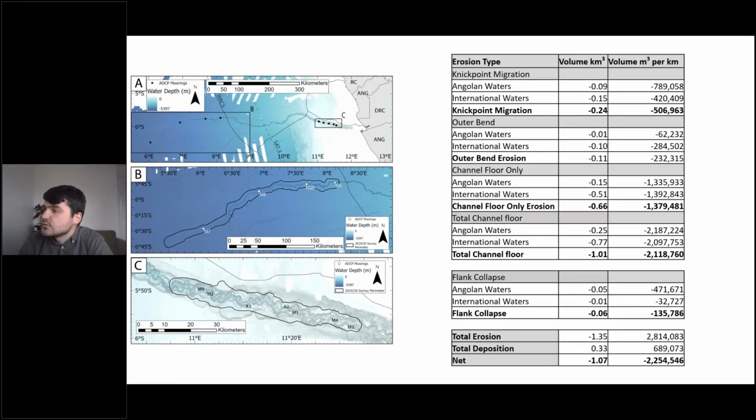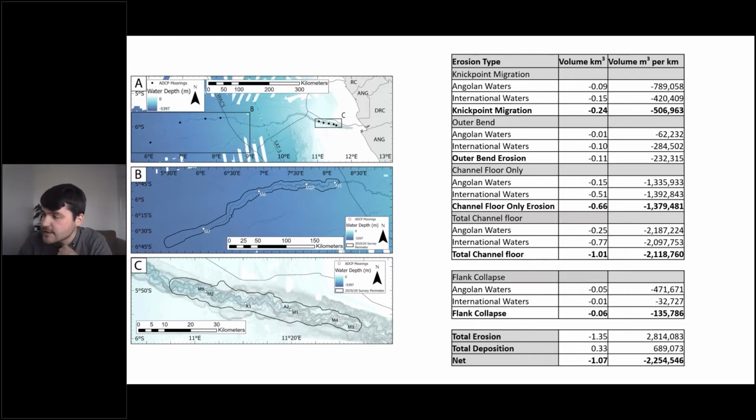Here we have the total change in volumes of sediment on the canyon and channel floor categorized into types. These types are knickpoint migration, outer bend erosion, channel floor only erosion, which does not include knickpoints, and then the total amounts of channel floor erosion, which is the sum of all the above. And then we have flank collapses. We can see here that the erosion vastly outweighs the amount of deposition.